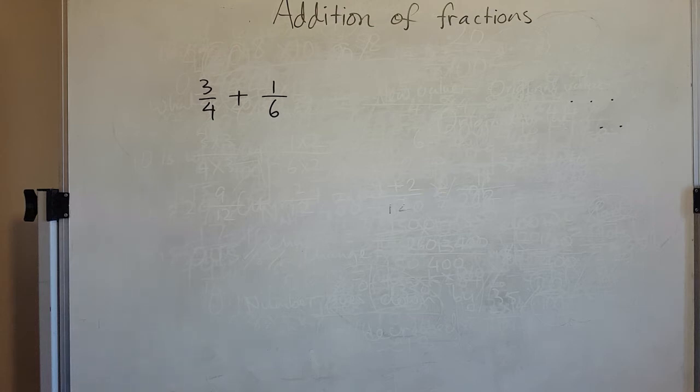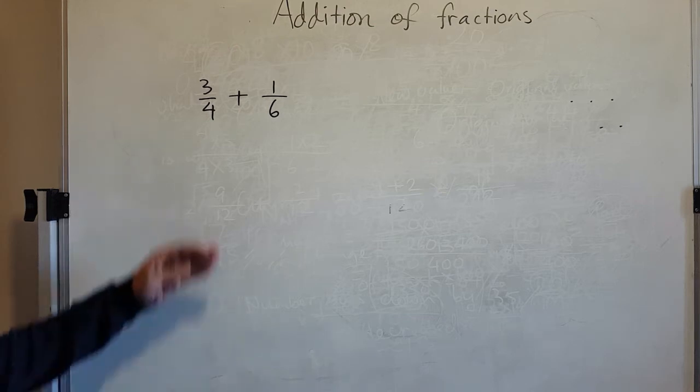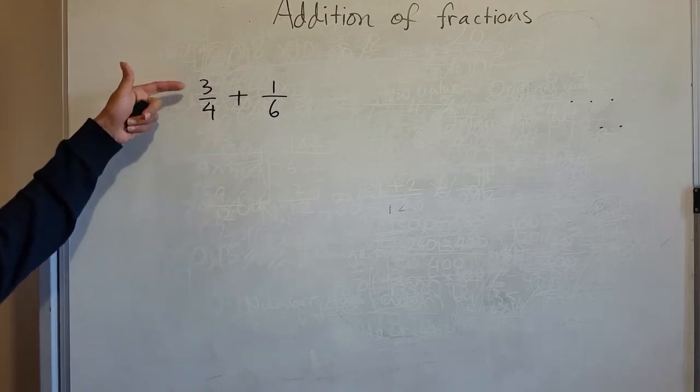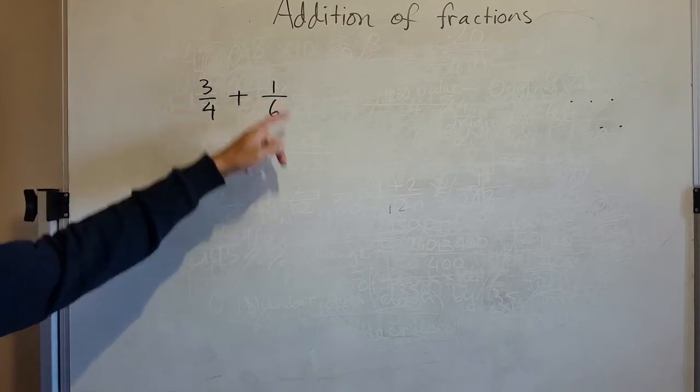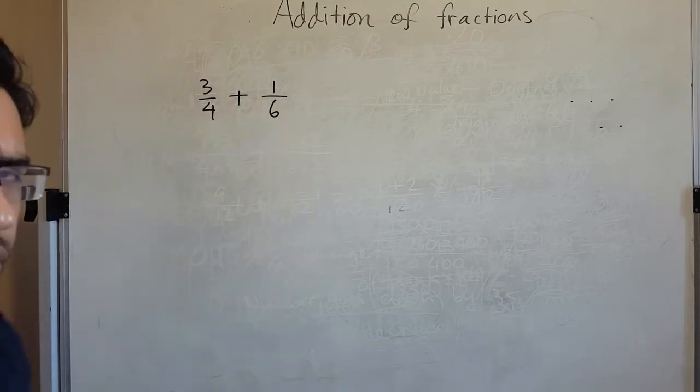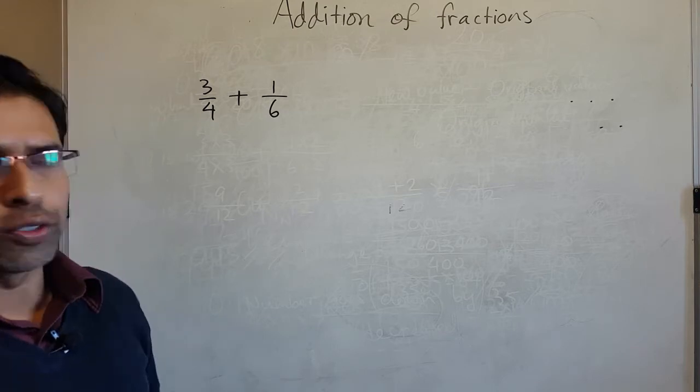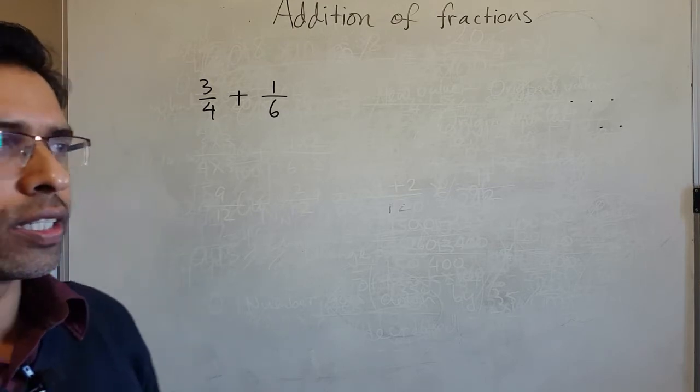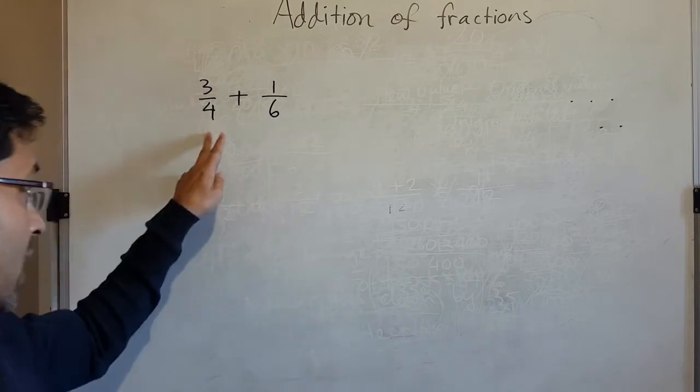I'm going to show you how to add fractions. We are starting with an example. 3 over 4 needs to be added with 1 over 6. What do we need to do first? First thing, we need to make our denominators the same.